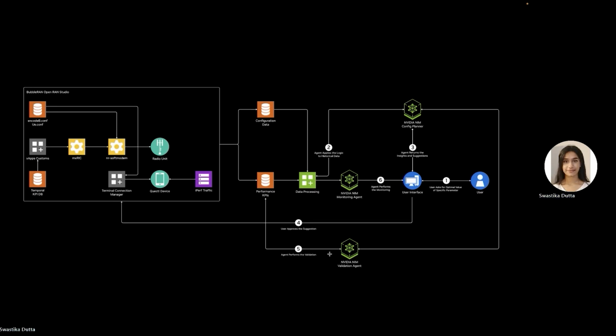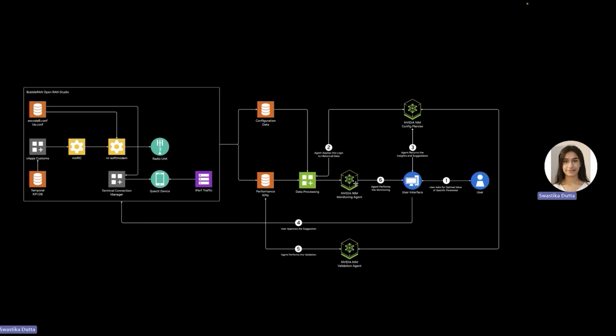There's also this monitoring agent. It keeps watch over key parameters continuously. If performance dips, it alerts the user and can hand control back to the config planner to re-optimize. This flow keeps the user in control while automating the heavy lifting. It helps to make the data-driven network tuning faster, safer, and extensible to other domains as well.